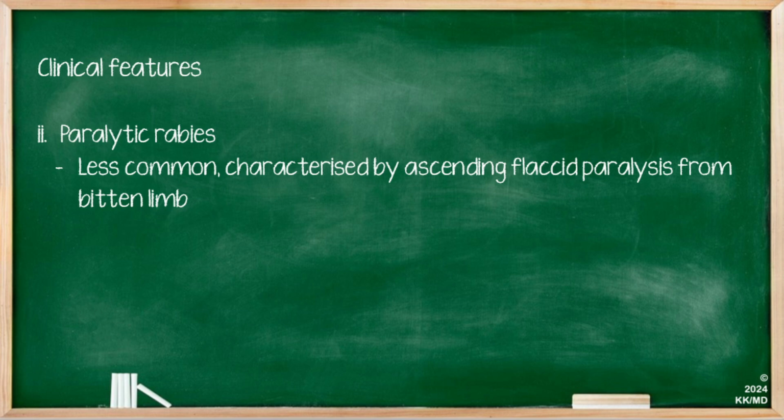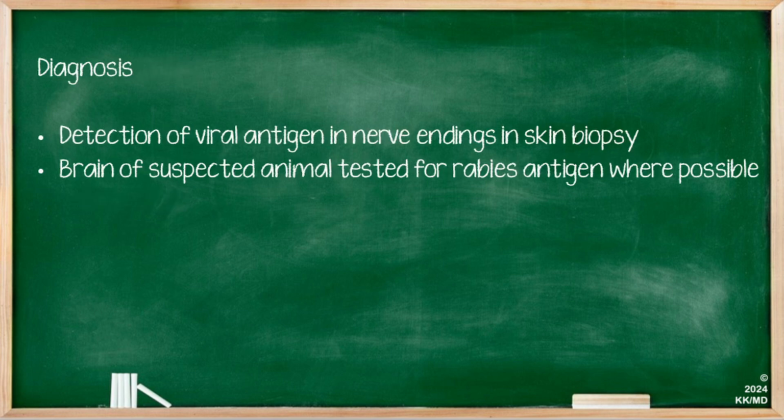The second type of rabies that could potentially present, the less common type, is known as paralytic rabies, and this is characterized by ascending flaccid paralysis from the site of the bitten limb, normally upwards. The diagnosis of rabies is based on the detection of viral antigen in the nerve endings on the skin biopsy of the affected or bitten site. If possible, you could also test for the virus in the brain of the suspected vector.